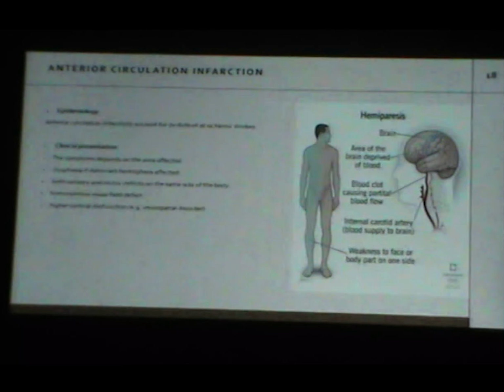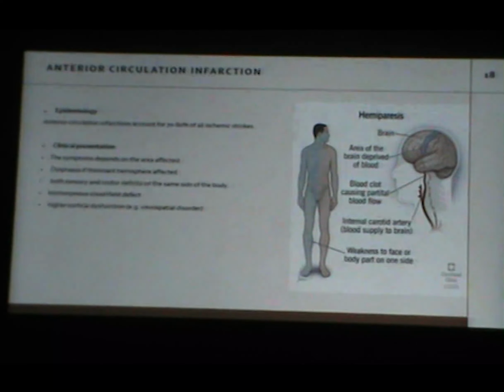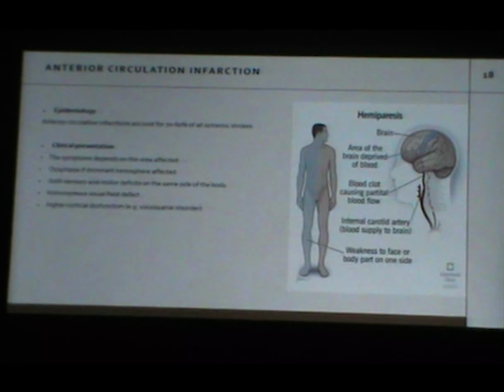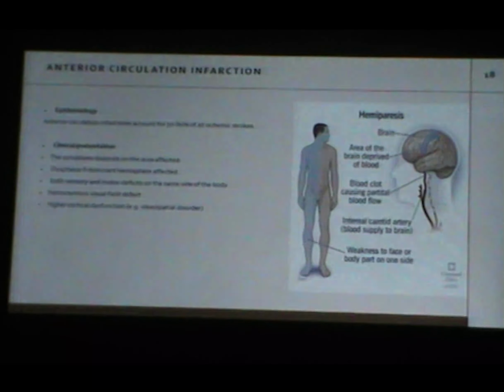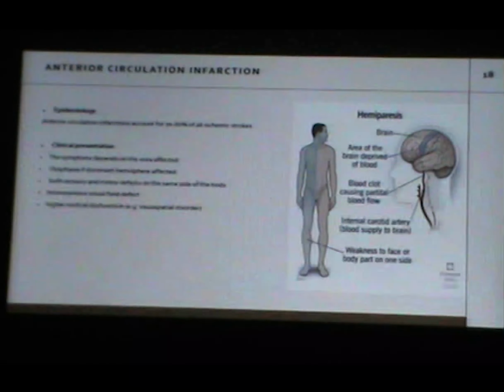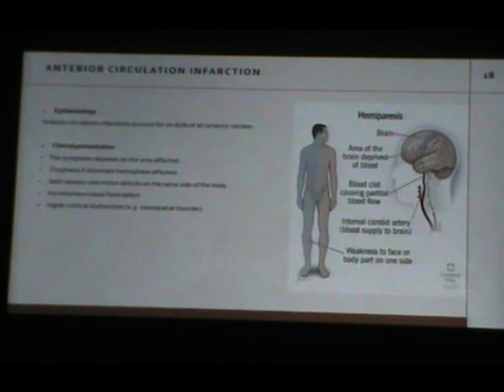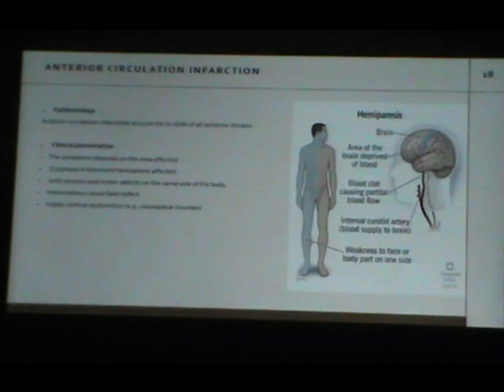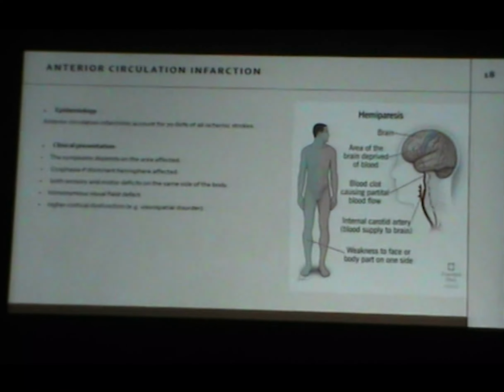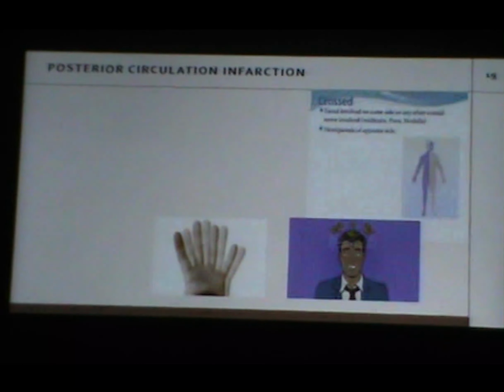Here, we are broadly outlining the symptoms of anterior circulation. In broad terms, this is contralateral hemiparesis or hemihypesthesia of the body, including the face on the same side. If the dominant hemisphere is affected, there may be aphasia. If the non-dominant hemisphere is affected, there may be neglect. Hemianopia and cortical manifestations may happen.